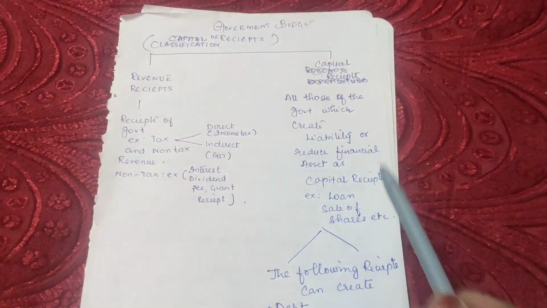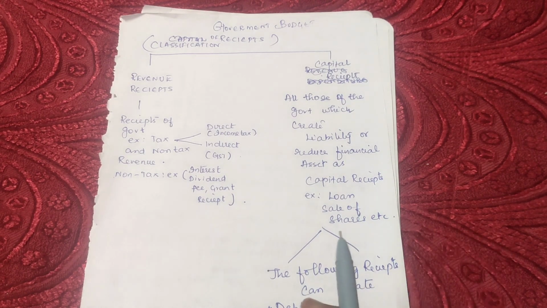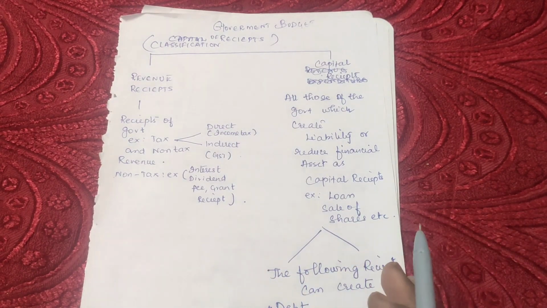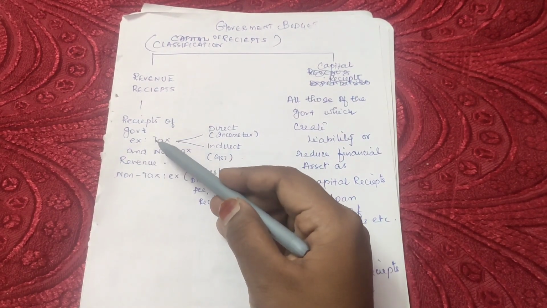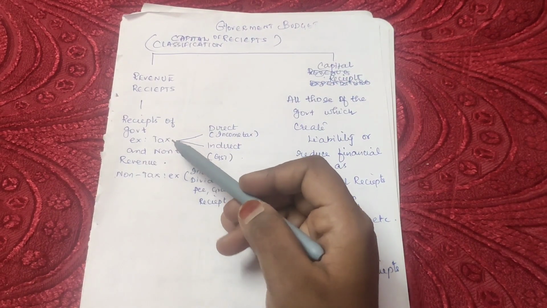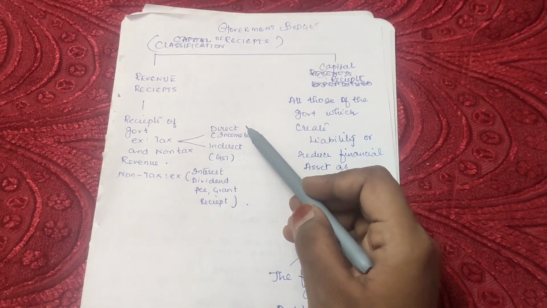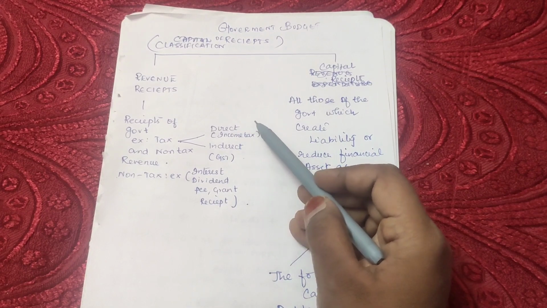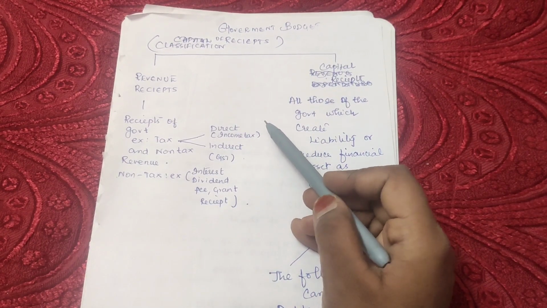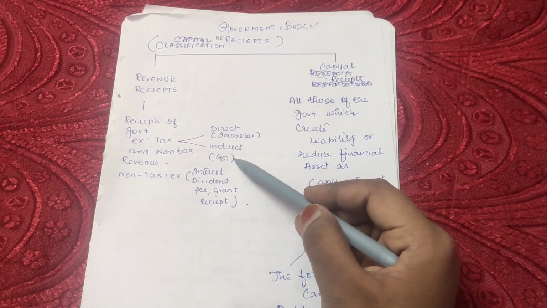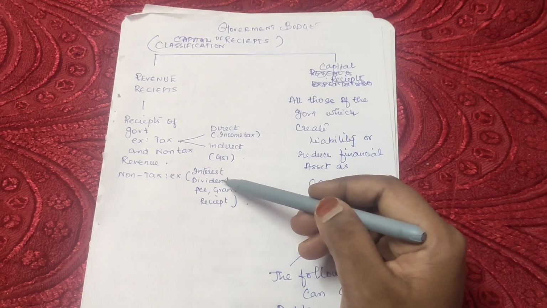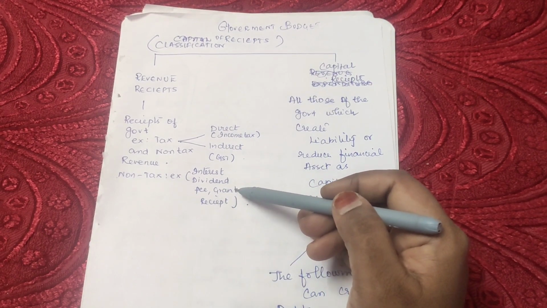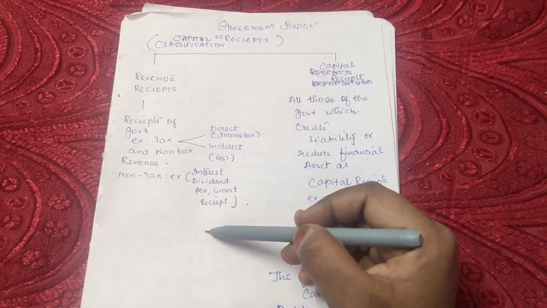Revenue receipts are those receipts which are a kind of source of income, and which do not create any kind of liability or reduce financial assets or increase financial assets. So receipts of government are of two kinds: tax and non-tax. Tax is of two kinds, direct tax and indirect tax. Direct tax examples are income tax, wealth tax, and indirect tax is like GST, custom duty, excise duty. Non-tax is like interest received, dividend received, fees received, grant received. So that will all come under revenue receipts.